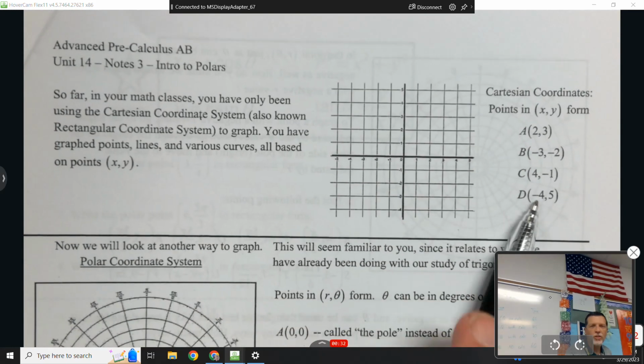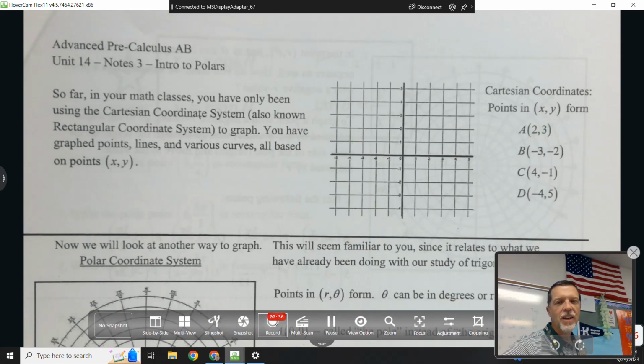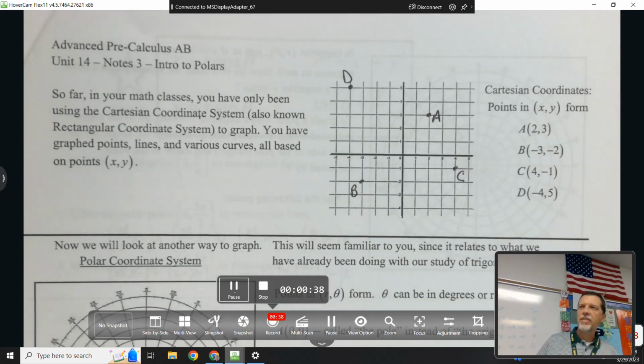So here's your little warm-up for today. Why don't you graph those 4 points, and then we'll see if we're all at the same. Right? It's so easy, it's dumb, right? Just go left or right on the X coordinate and up and down for the Y coordinate, and there's your points. That's the old way of doing things.